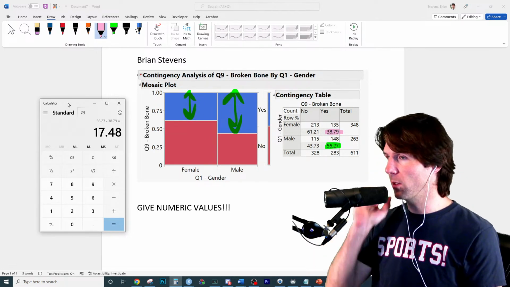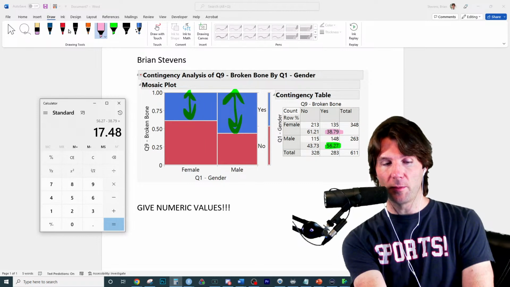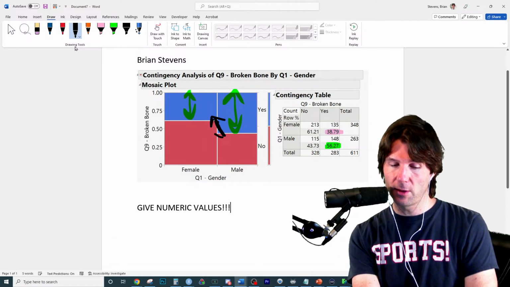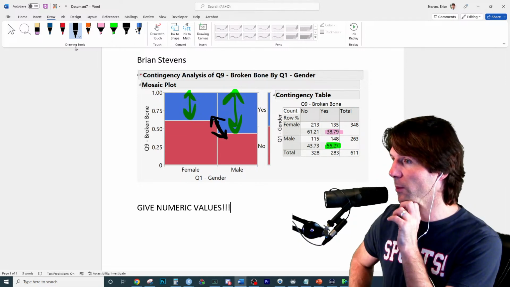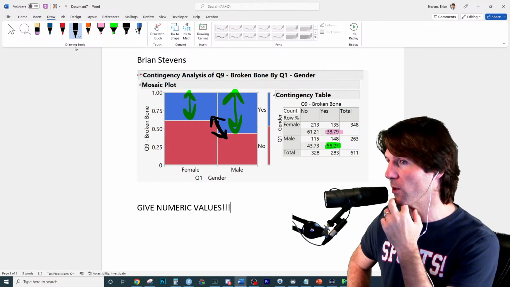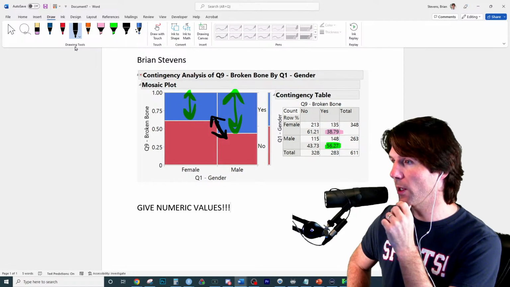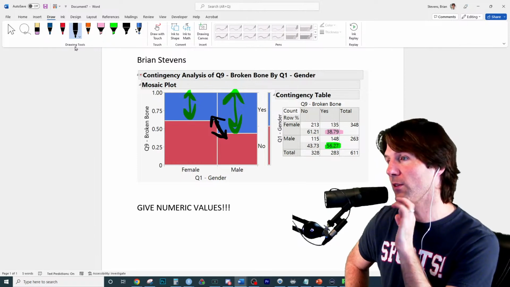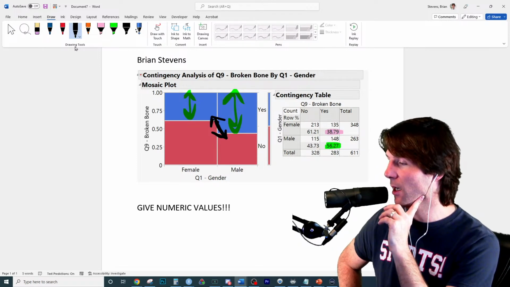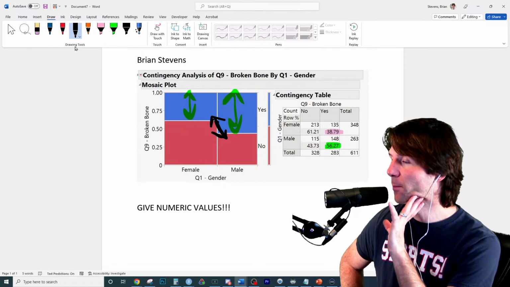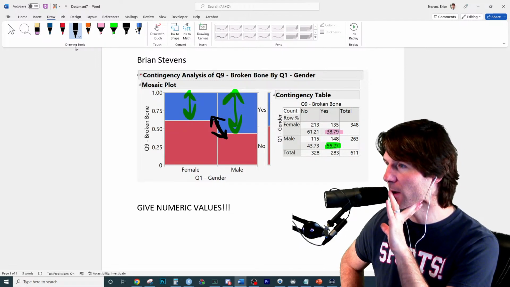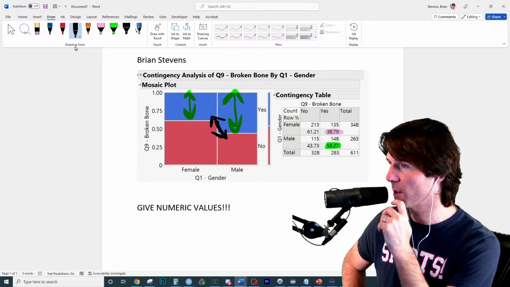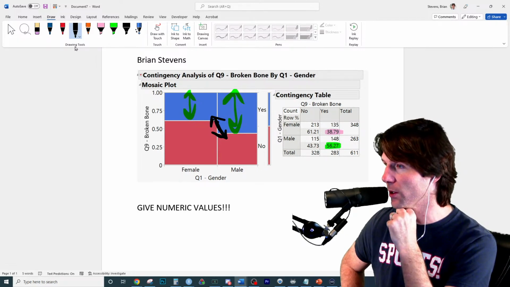Does that look like there's some sort of association between male, female, and breaking a bone? Does that look like males might be more likely to break a bone? What do you think about the association here? Talk about it. Say, it looks to me like there is not an association, it looks just random chance. So how would you talk to me about whether it looks like there is or is not an association? And how would I describe the association?